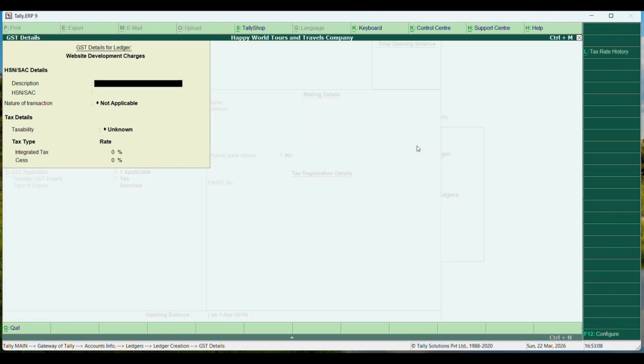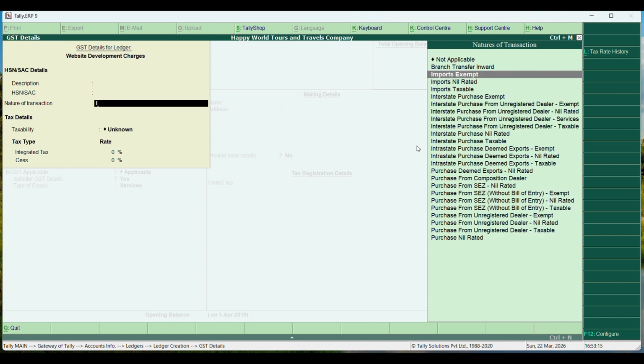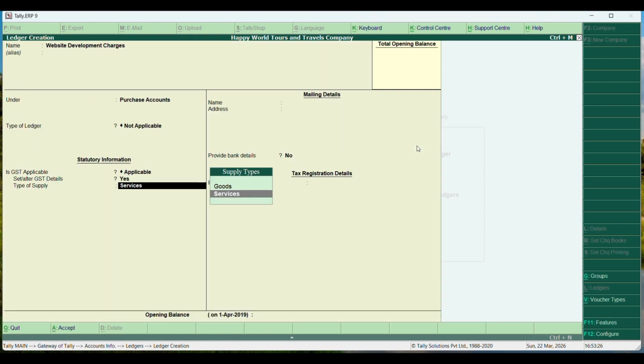This is very important. Here I'll give the correct nature of transaction. If you give the wrong nature of transaction, then there will be a problem in the accounting vouchers. So interstate purchase taxable, this is 18%, which is given in the textbook. Rest all remains the same.